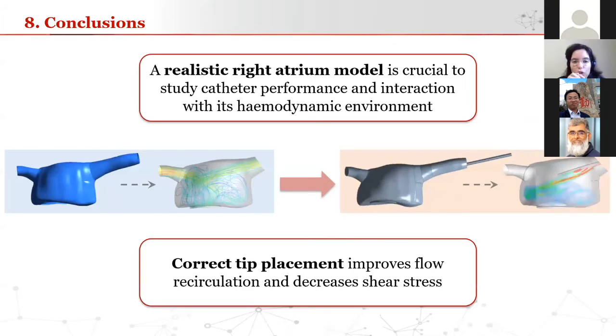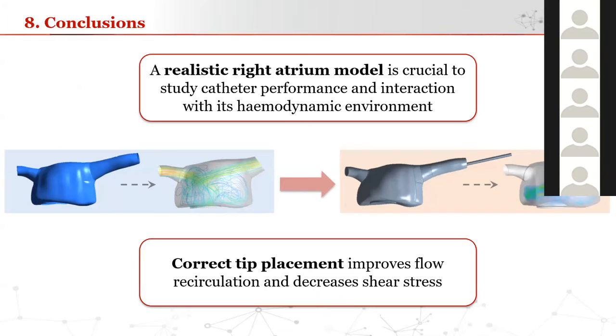So to conclude, according to the outcomes of our study, we realized that having a realistic right atrium model is actually essential to studying catheter performance, and also to take into account its interaction with the right atrium environment of blood flow. So we need to account for this to see how it would impact multiple hemodynamic parameters.